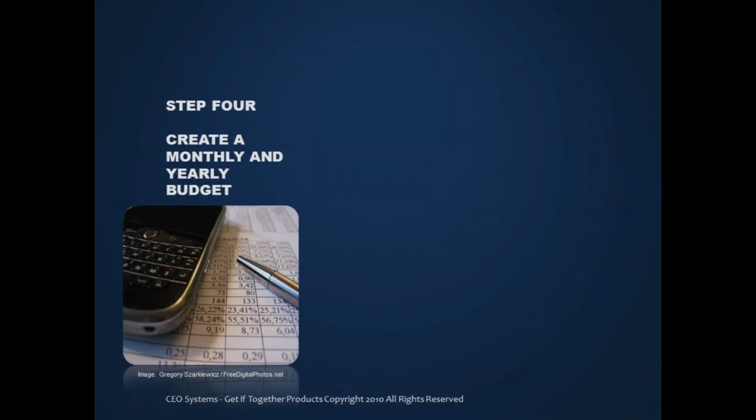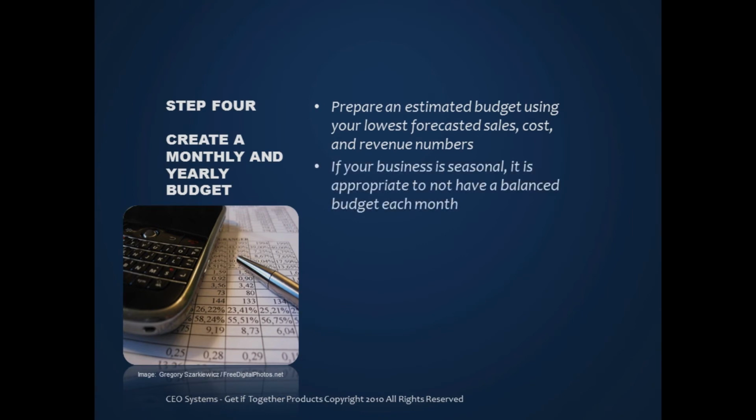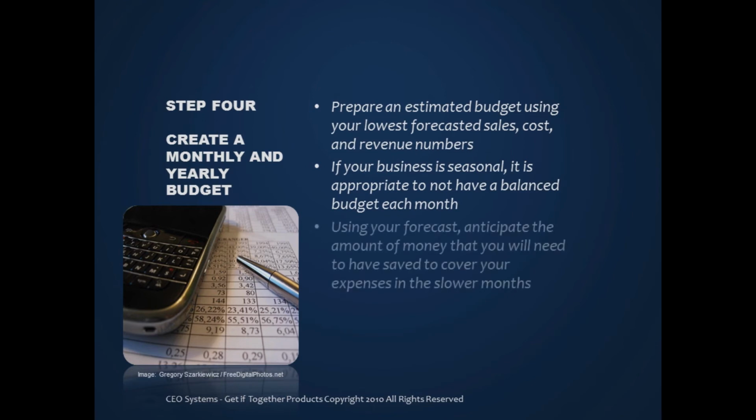Step 4. Create a monthly and yearly budget. Prepare an estimated budget using your lowest forecasted sales, cost, and revenue numbers. If your business is seasonal, it is appropriate to not have a balanced budget each month. Using your forecast, anticipate the amount of money that you will need to have saved to cover your expenses in the slower months.